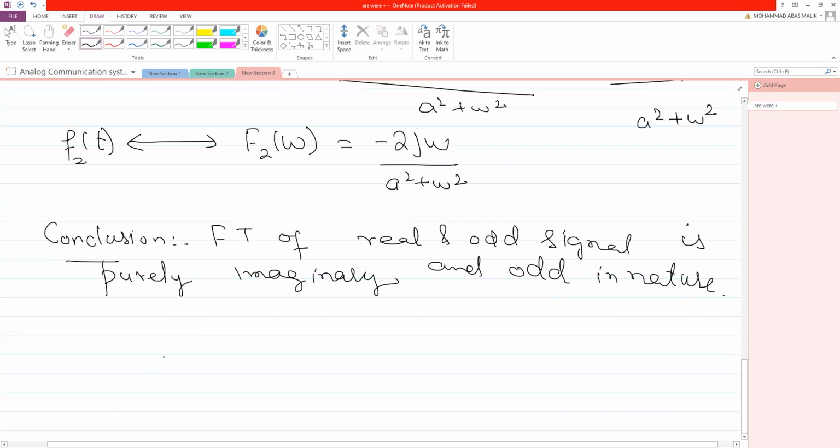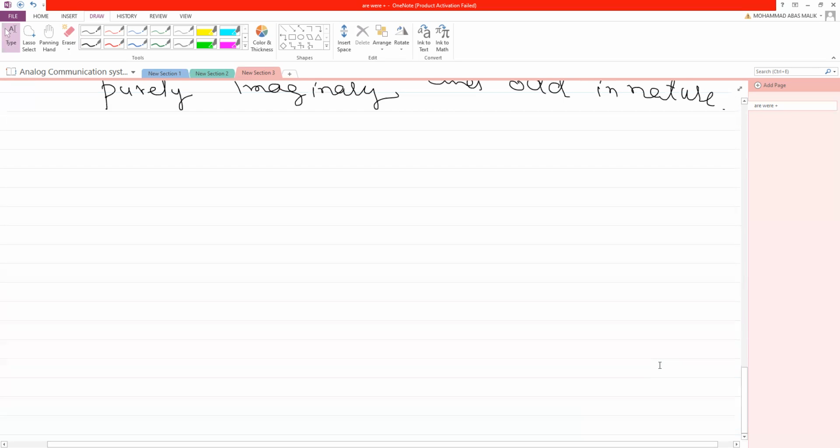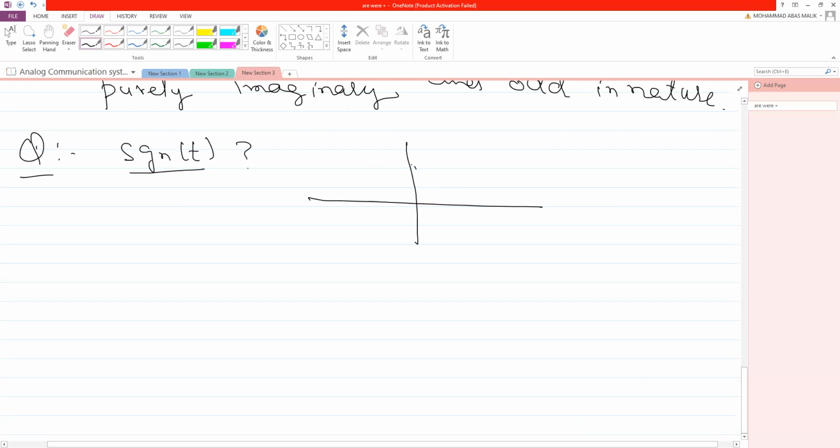Now coming to our question, that is signum of t. The question was: find its Fourier transform. The signal was like this. For the positive half cycle, it's equal to 1. For the negative, it's equal to minus 1. And this continues towards infinity. It's like u of t.